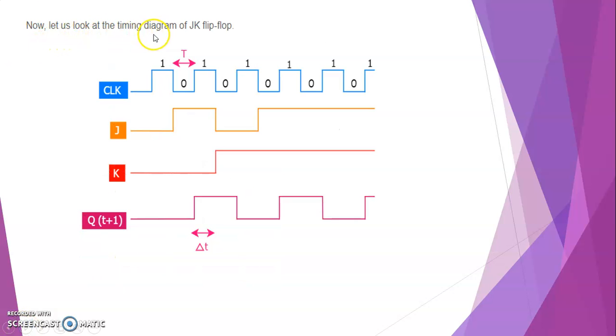Now let us look at the timing diagram of the JK flip-flop. This is the clock: 1, 0, 1, 0, 1, 0. This is the J input. This is the K input. Now there is Q at t plus 1. So this is the timing diagram for the JK flip-flop.